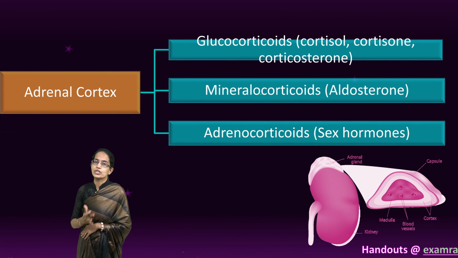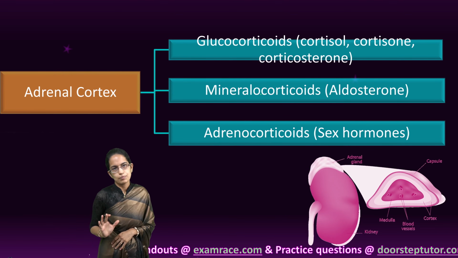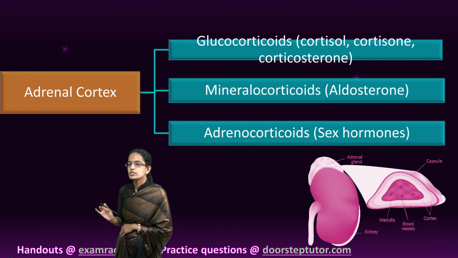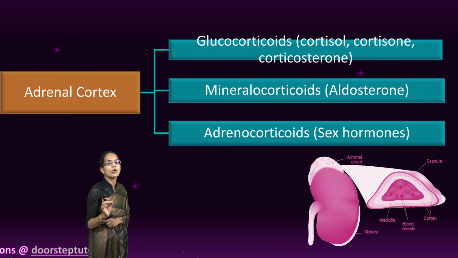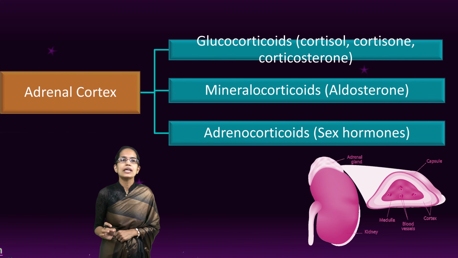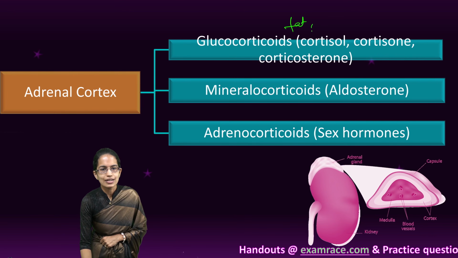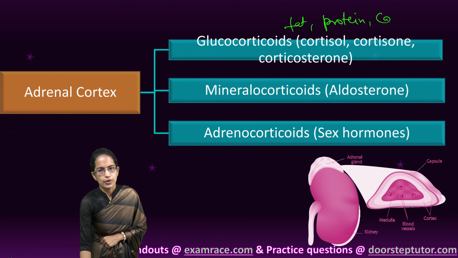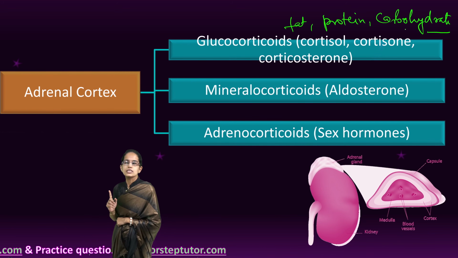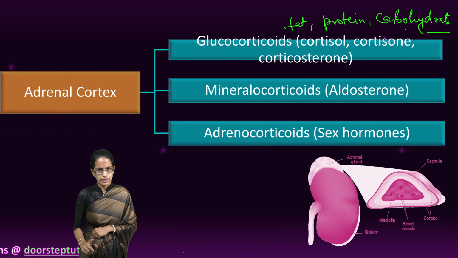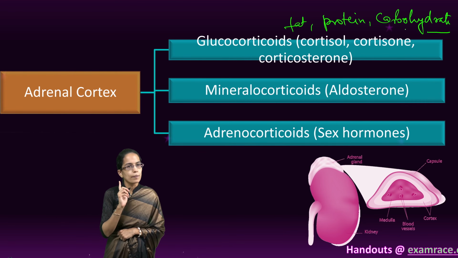First, let's talk about the outer layer, which is the cortex. The cortex has three important hormones. Glucocorticoids: glucocorticoids again have three important versions, cortisol, cortisone and corticosterone. All of these help in the regulation of the metabolism of what? Fat, protein and carbohydrate. The metabolism of fat, protein and carbohydrate is done by glucocorticoids. Now, glucocorticoids basically regulate the amount of blood sugar.